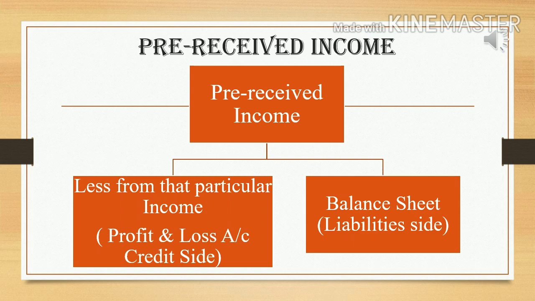Second, any income which is pre-received but the work is not yet done is a liability for the business. So it is recorded in the balance sheet, liability side. So altogether, the two effects of pre-received income are number one, less from that particular income. Number two, balance sheet asset side.